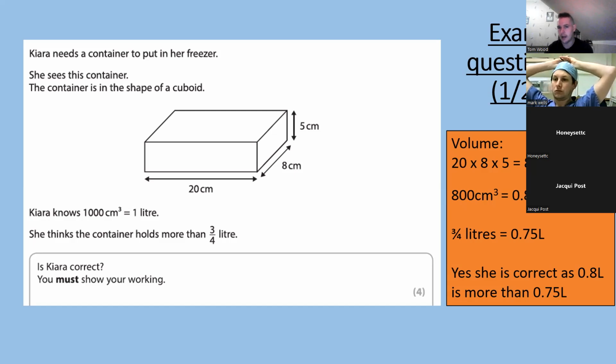But if you've done it the other way, like you have, so you've gone 3/4 of a litre is 0.75, and if you've switched that back to an area, absolutely fine. You're still comparing the two figures. It's like when we look at our percentages, fractions and decimals. We can convert them however we want, so long as they're all in the same format and we can then compare them.